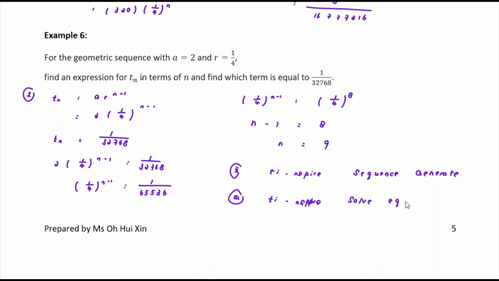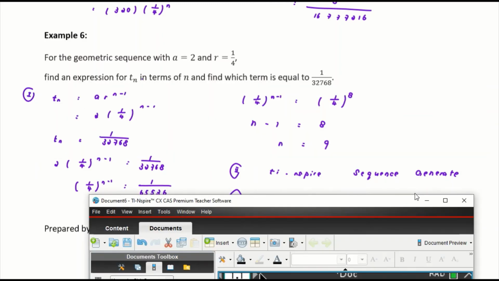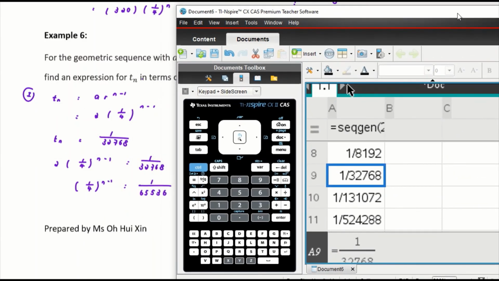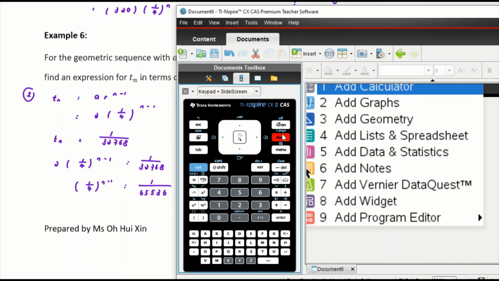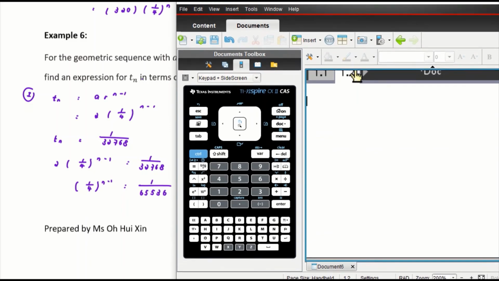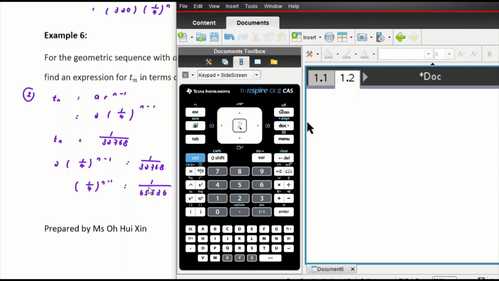So how can we do that? Same thing, we switch on our calculator. Previously, all the things that we used were list and spreadsheet and also data and statistics, right? So now I want you to open a new page and then add calculator. Okay, add calculator. Then after that, we need to key in this formula here. Meaning after we substitute, we get this, right? So we need to solve for n. So we just find out what n is.